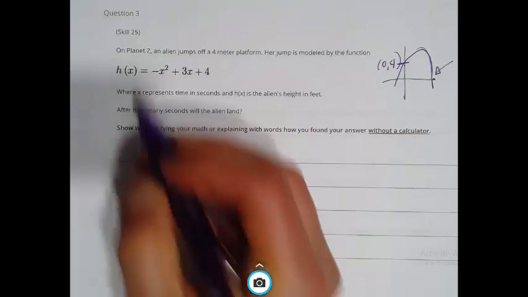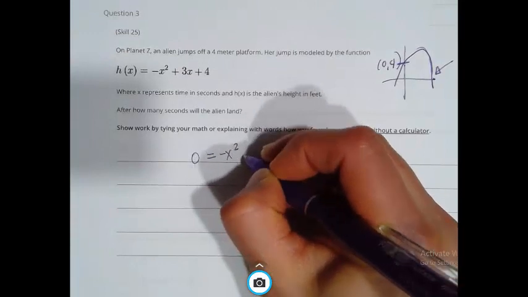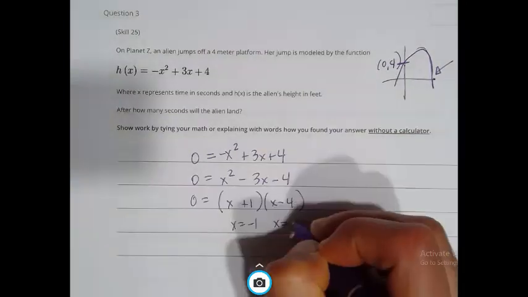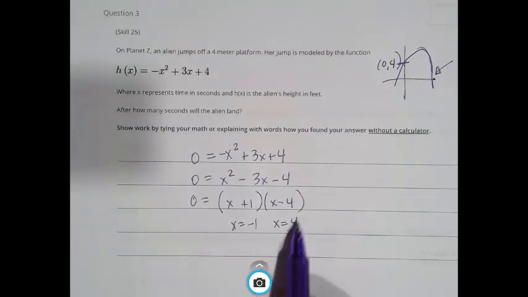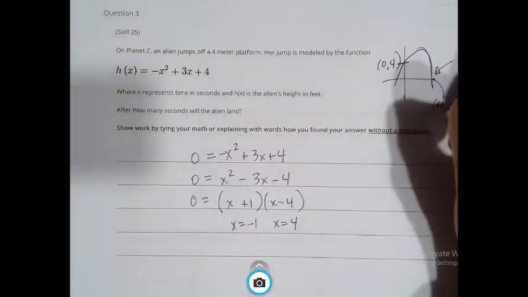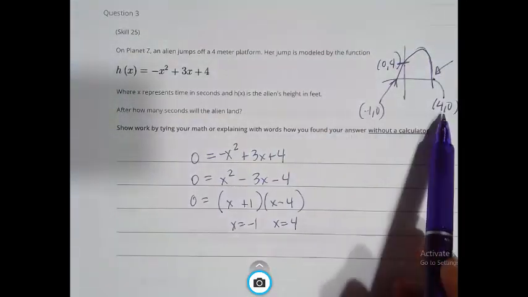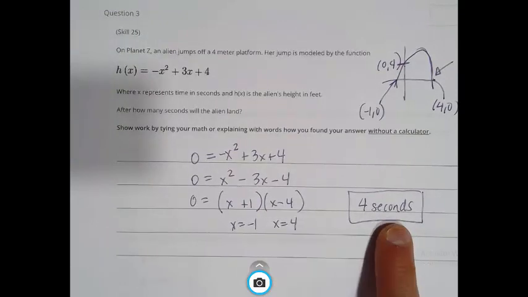So I'm going to take my function, I'm going to write 0 equals negative x squared plus 3x plus 4, and solve from here. You could do the quadratic formula. You could do factoring for this one. These are my 2 x-intercepts. The one that works here is the 4, or (4, 0). This is the point here, (negative 1, 0). The one that we care about is this 4 seconds. You could have also solved this with the quadratic formula. That would have worked. You could have completed the square, either of those, but you need 4 seconds.